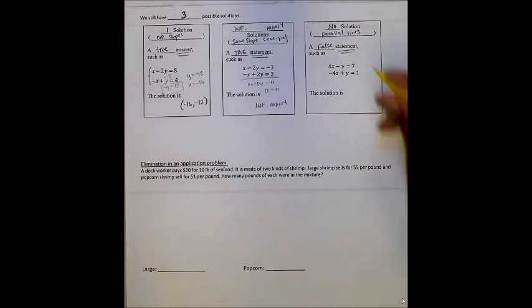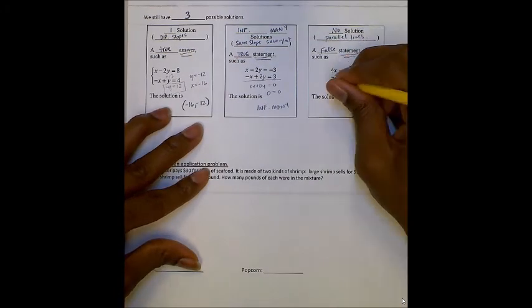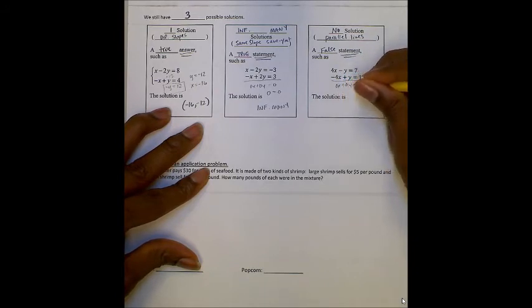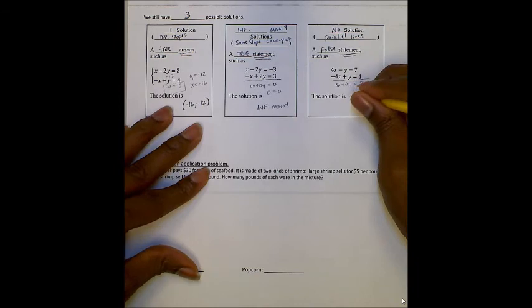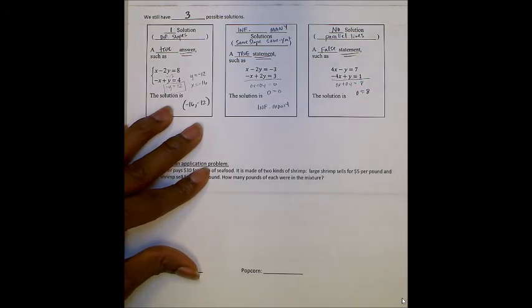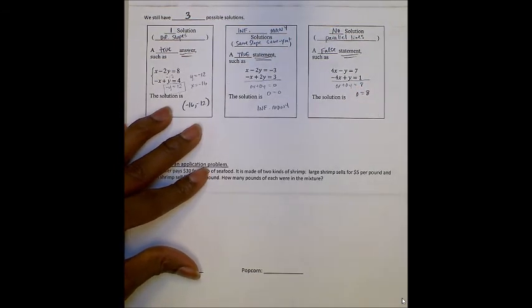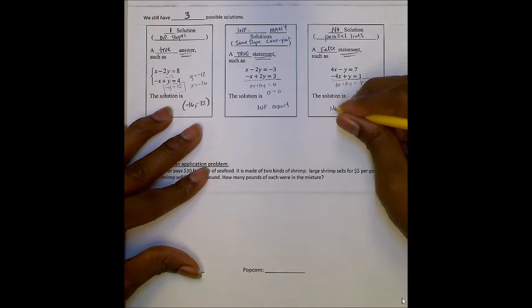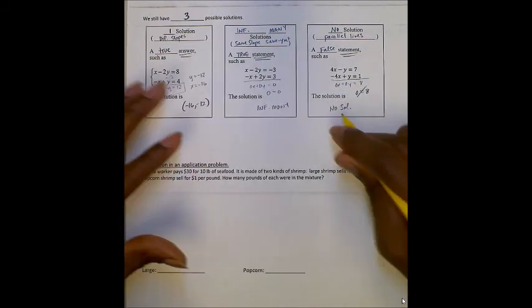So when we add these together, you see they have opposite signs, so we're ready. 0x plus 0y equals 8. And so we have 0 equals 8. Does 0 equal 8? No. 0 does not equal 8. That is false. And so, no solution. Okay?